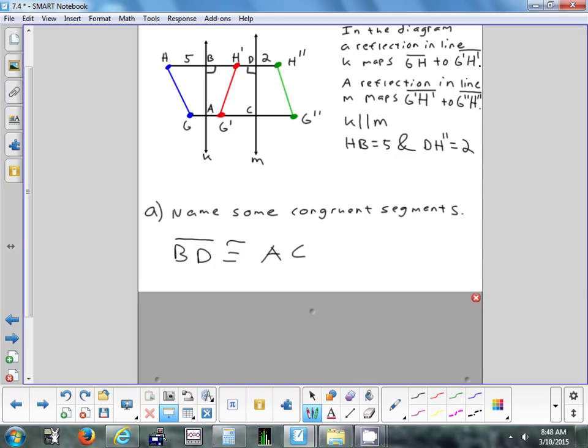Okay, somebody else name two other segments that are congruent. Line HB and line CG. One more time? HB. Oh, HB, gotcha. And double prime CG.